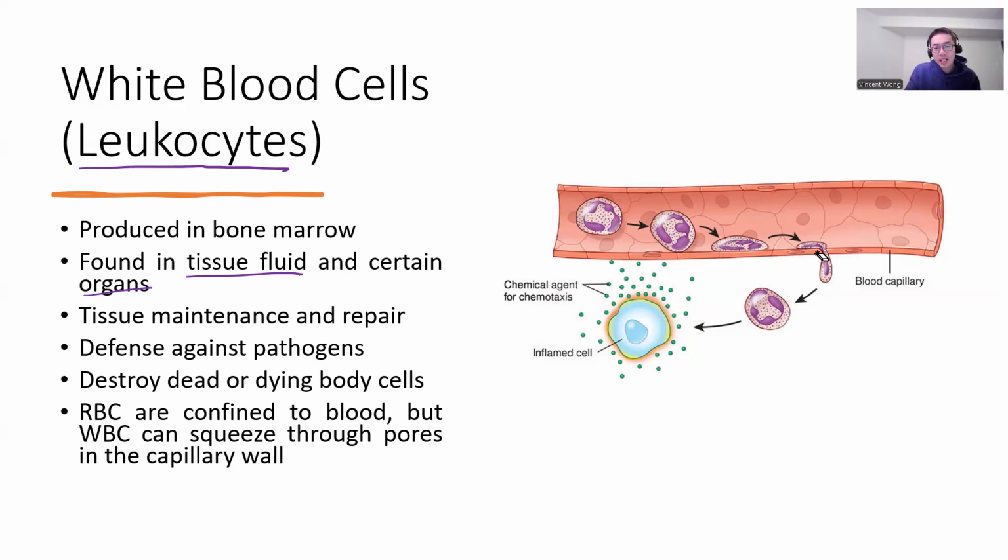There's a special ability for the white cells, which is shown here. They can squeeze themselves out of the capillaries. Remember, the capillaries are leaky by nature, right? So there are some gaps in the walls, and the white cells are able to squeeze through those tiny gaps and go into the tissue. And in the tissue, they might start attacking things that are not supposed to be there. They will help with tissue maintenance and repair in some cases, but primarily they defend against pathogens.